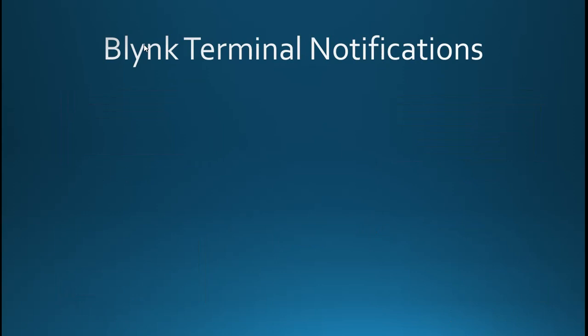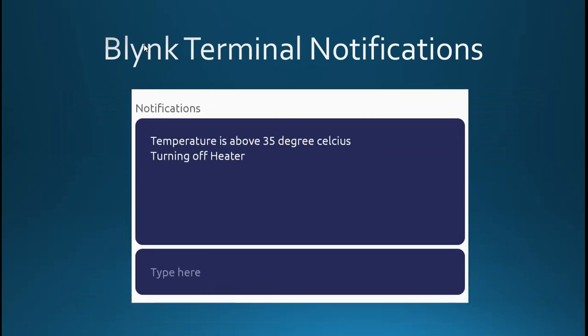Blynk terminal notifications. Temperature is about 35 degrees Celsius, turning off heater. This notification is displayed on the terminal of the Blynk app, which also adds to the user interface of the application, ease of access and ease of use.